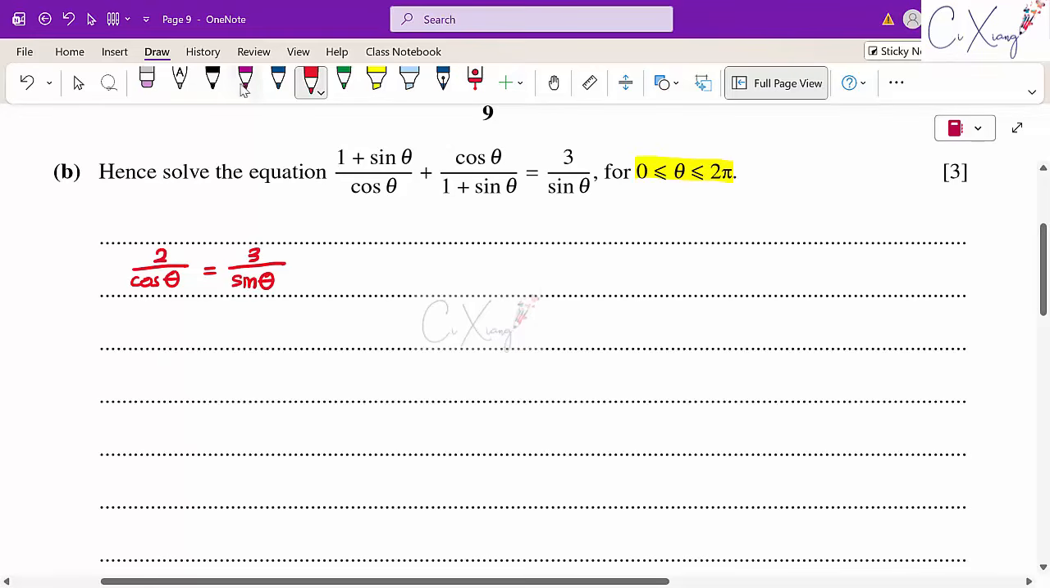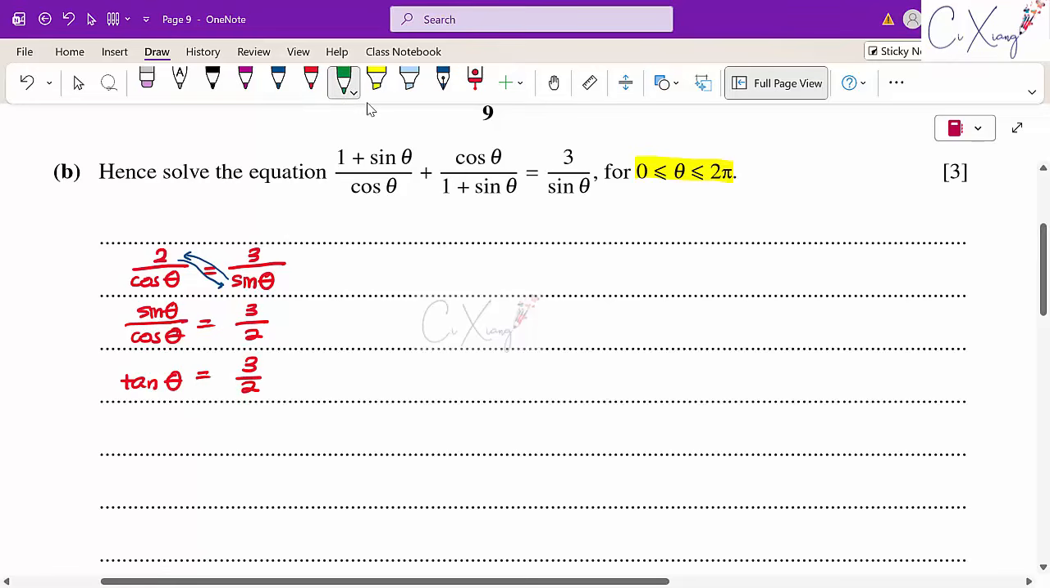Then from here, the sine theta I move up, and the 2 I move down. So I have sine over cos equals 3 over 2. Sine over cos gives tangent. So tangent theta equals 3 over 2.